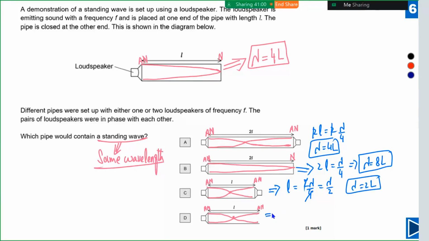How about for this one? So you have 2 quarters. So L is equal to 2 quarters, so this is 2 lambda by 4. It means this is lambda by 2. So lambda is equal to 2L. So which one is the right answer? I hope you will say this one is the right answer, because these two have the same wavelength. So the answer for this question is A. So this is how you need to figure out the answer.